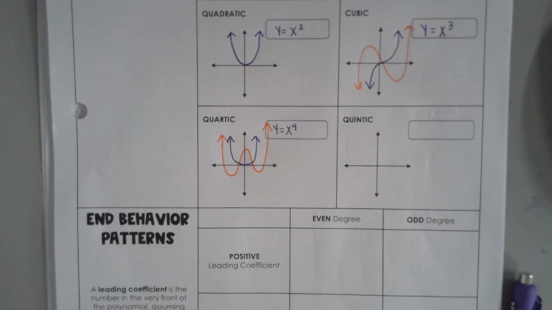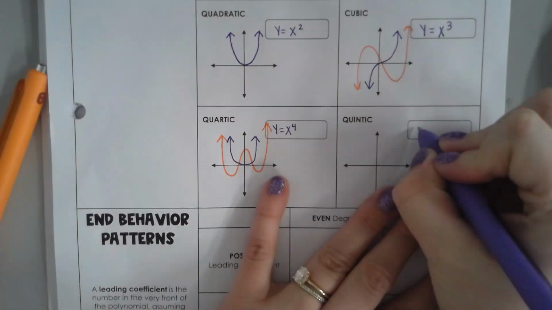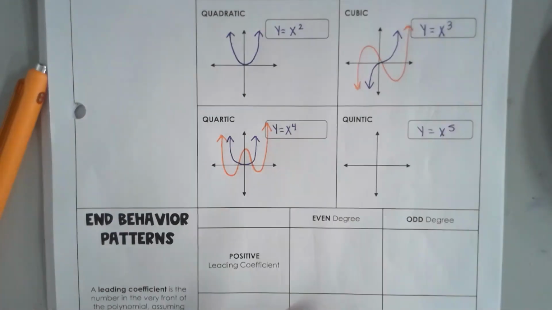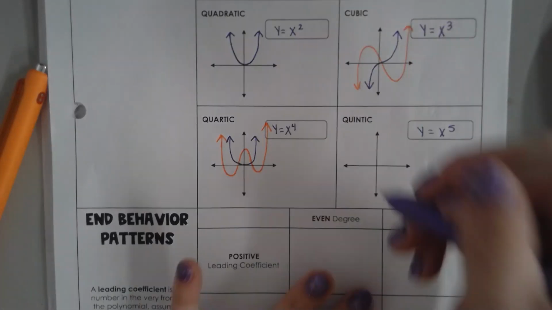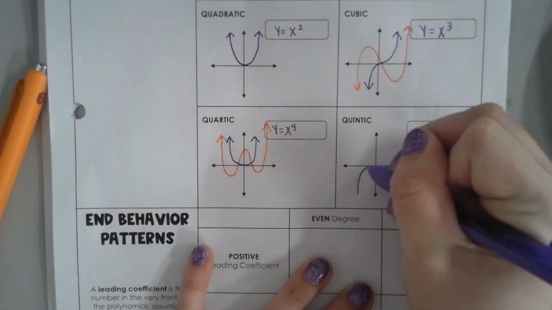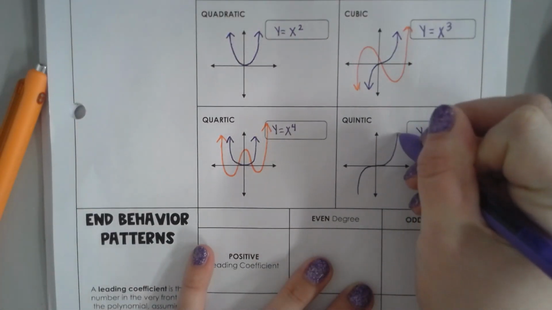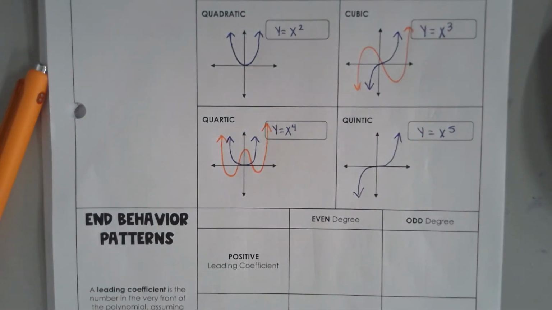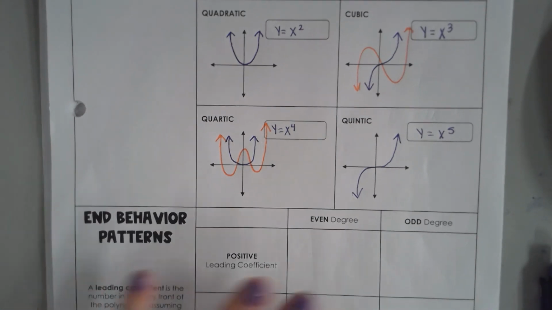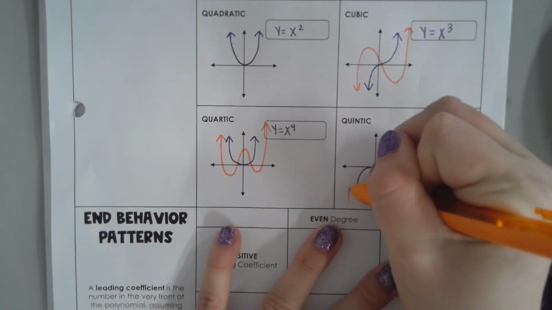And then a quintic, y equals x to the 5th. The very original parent function looks very similar to a cubic. It would be hard to tell them apart. But what you would normally see is something more like this.